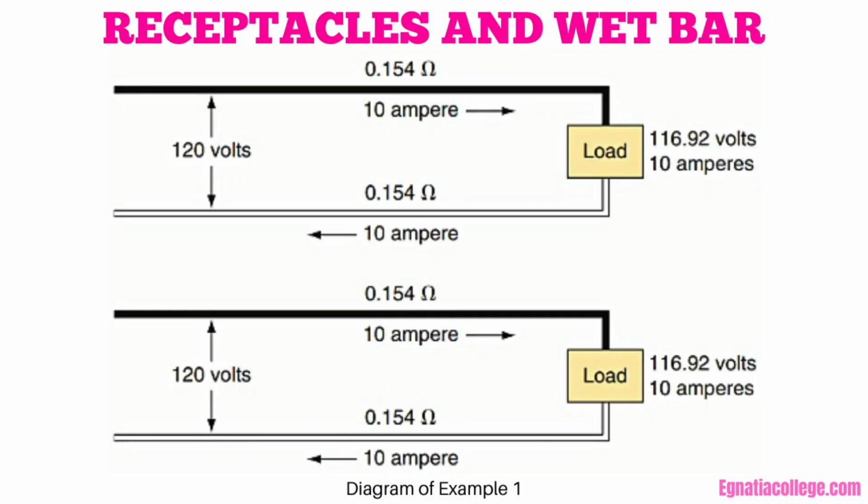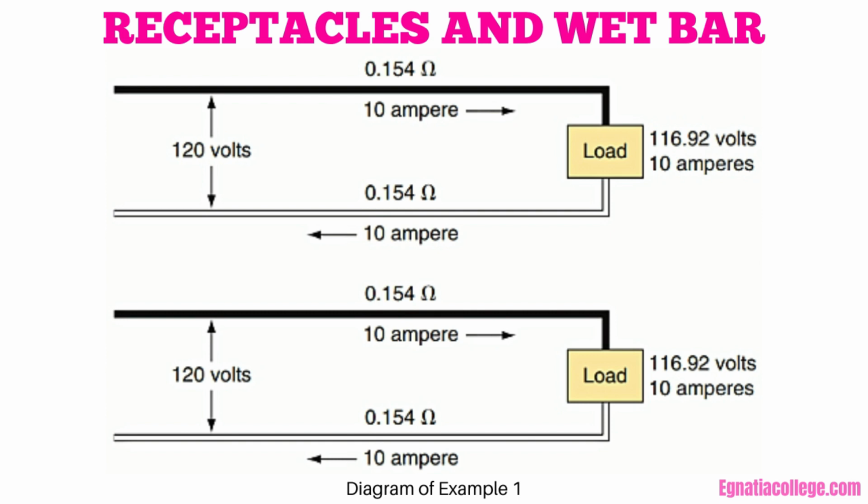Receptacles and wet bar. The circuitry for the recreation room wall receptacles and the wet bar lighting area introduces a new type of circuit: a multi-wire or 3-wire circuit. Using a multi-wire circuit can save money since one 3-wire circuit will do the job of 2 2-wire circuits. Also, if the loads are nearly balanced in a 3-wire circuit, the neutral conductor carries only the unbalanced current.